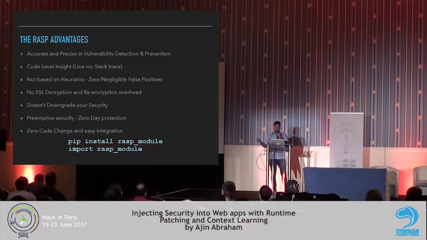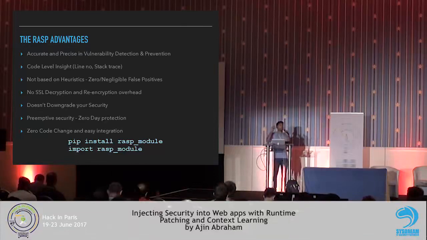Yeah, and it doesn't downgrade your security. You can use any of the existing security implementations with this. And there is preemptive security. When a 0-day occurs, you don't have to run for a rule for that. When the first time that particular route of your application was seen, we will whitelist that particular route, and anything outside of that will be prevented, which will essentially prevent most of the 0-days.